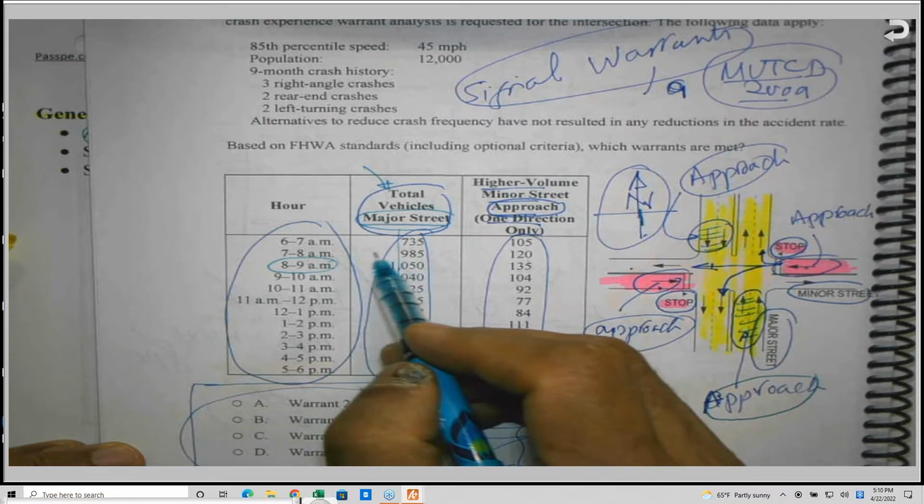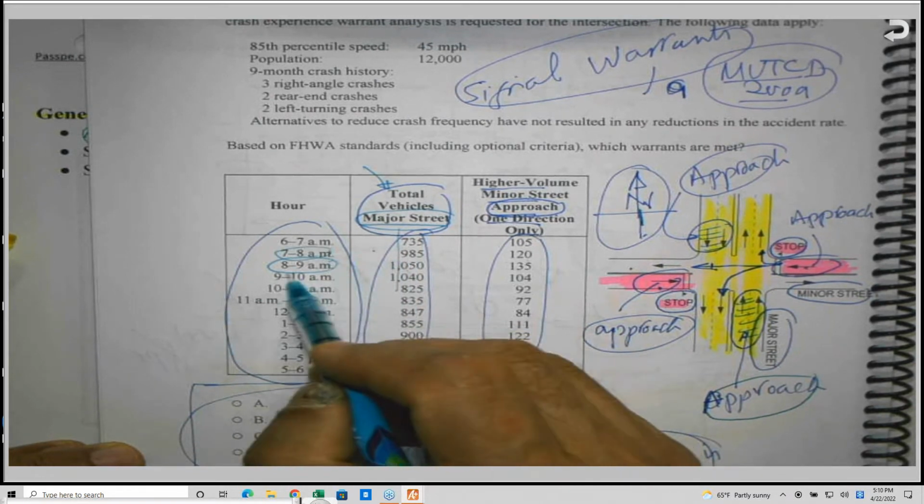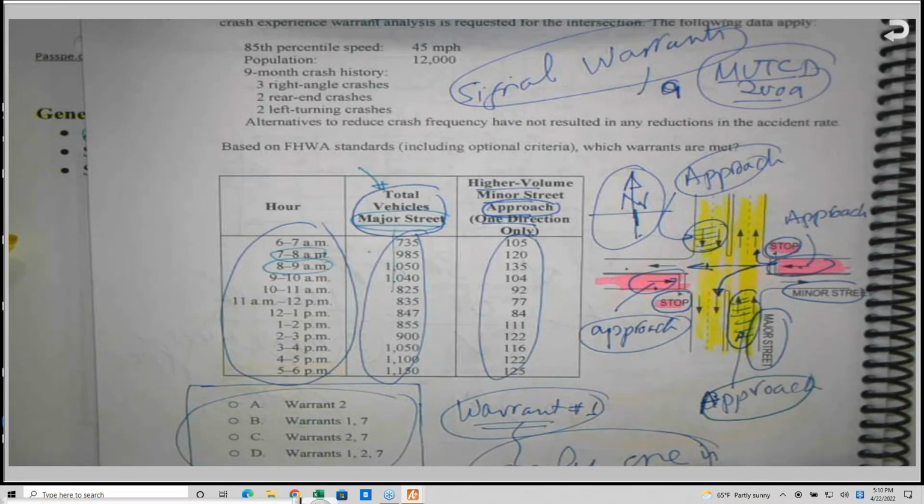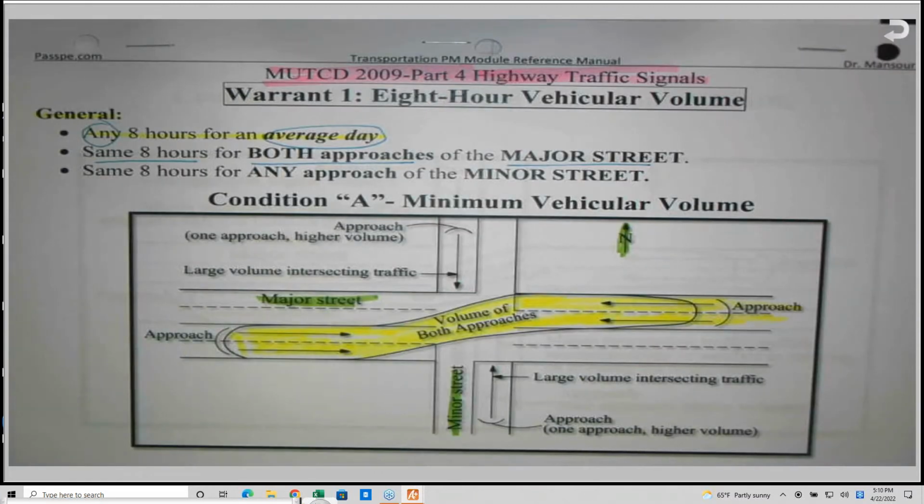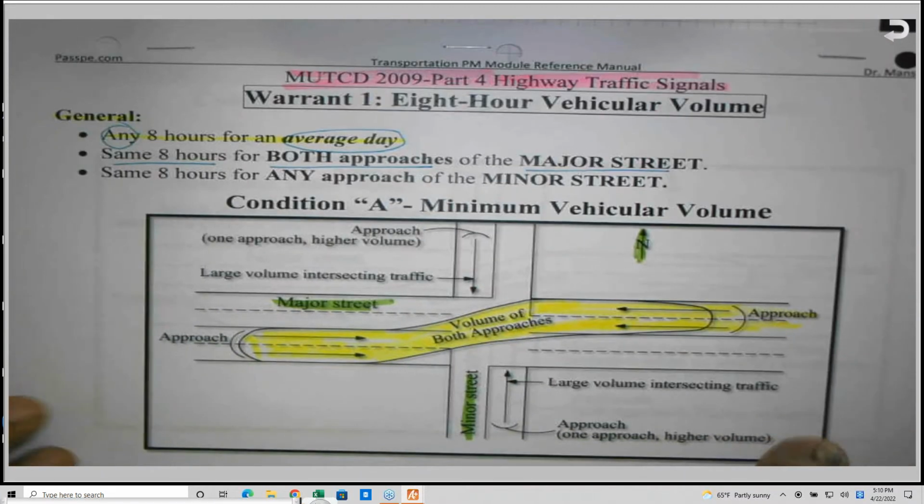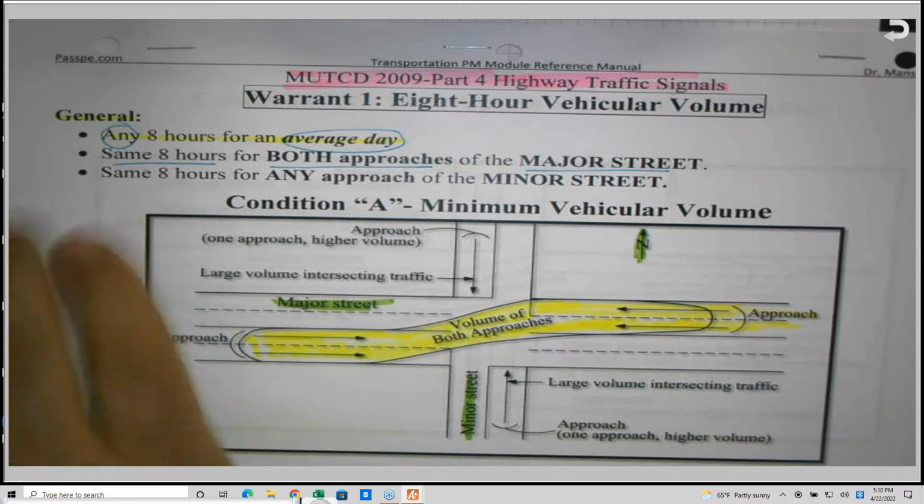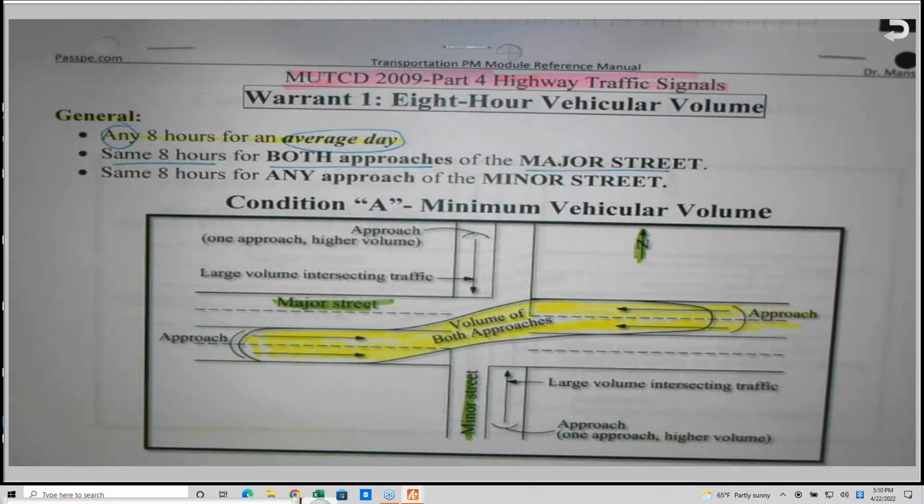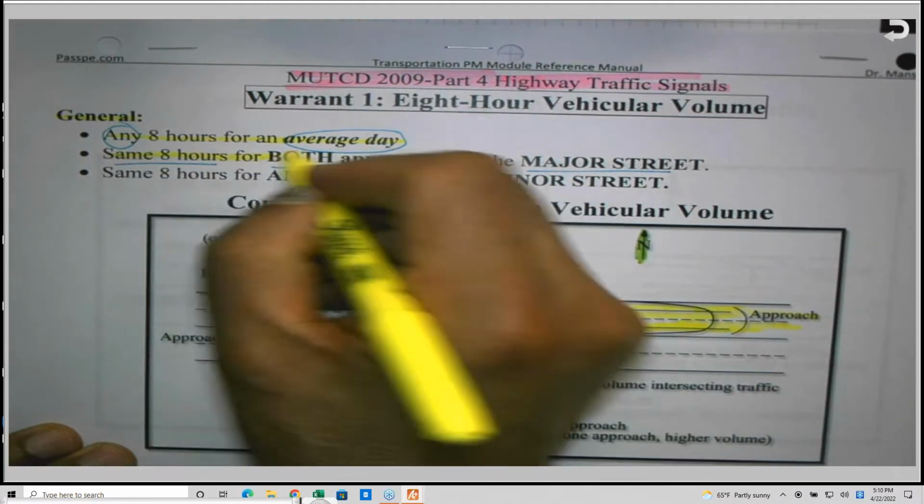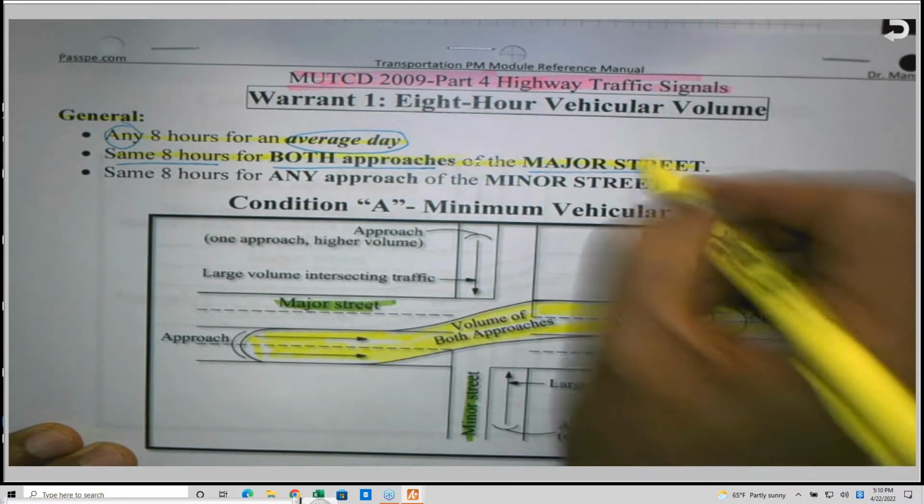I cannot pick the east approach from 7 to 8 and the west between 8 and 9. No, it's not big, it's not max. This is something very important. Okay, so we need to be aware of that. This is mentioned in the code. I did not invent these rules. Okay, so same 8 hours for both approaches on the major street.